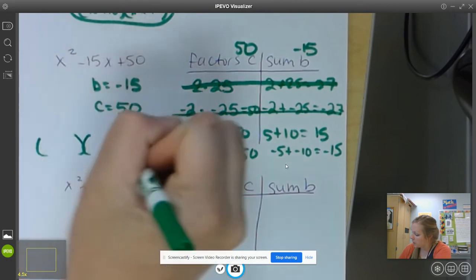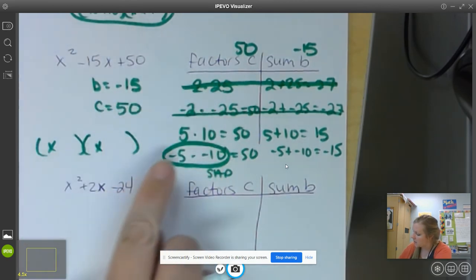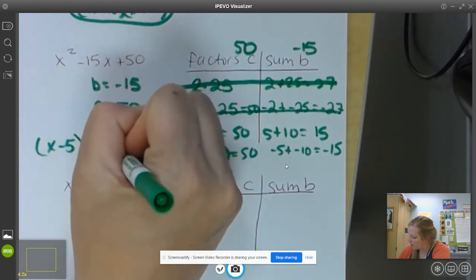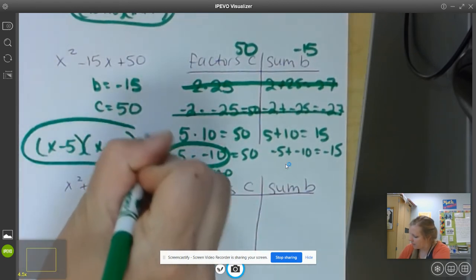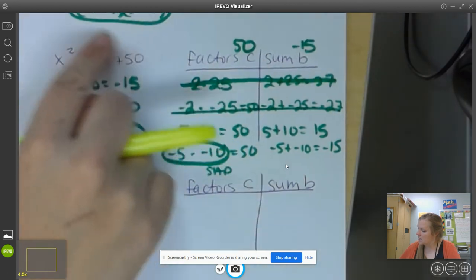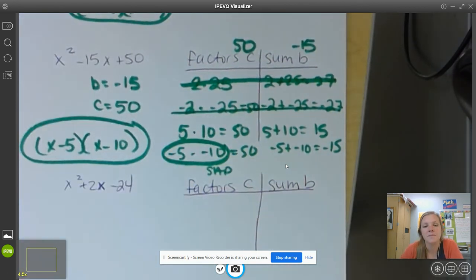But for this one, again, we set it up like this, and my factors are negative 5 and negative 10. So negative 5 and negative 10, and this is my answer. Again, if you wanted to check your work, you could do FOIL or the box method to see if this gives you the original answer. But that's factoring. Thank you.